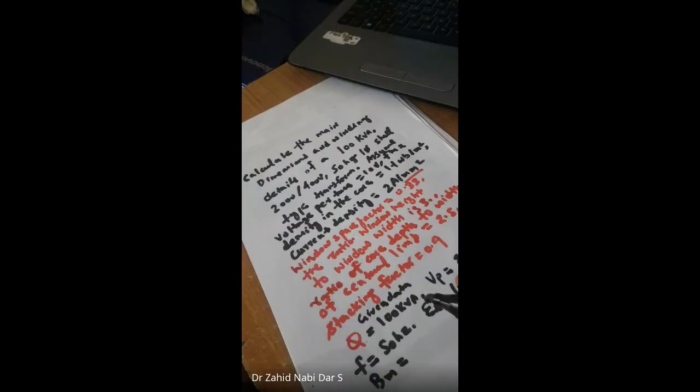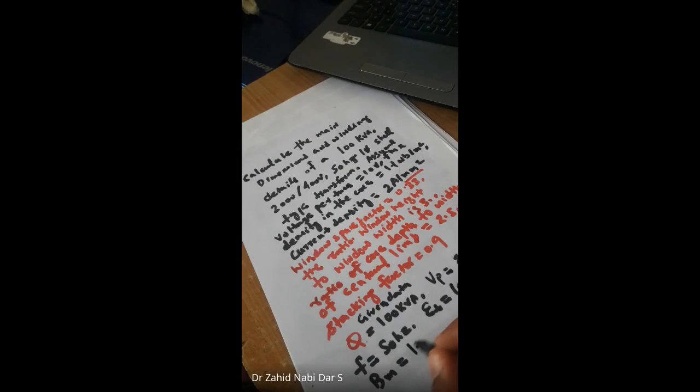Bhumika? Sir, 1.1, sir. How much? 1.1. Yeah, so you have 1.1 Wb per meter square. This is given. Current density is given. The symbol for current density is given, 2 ampere per millimeter square.